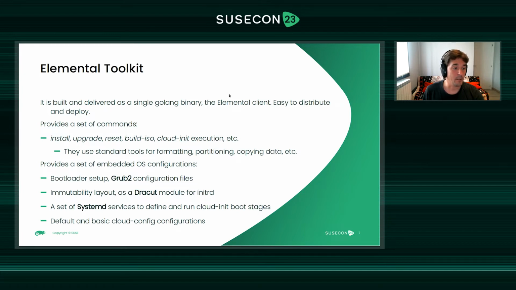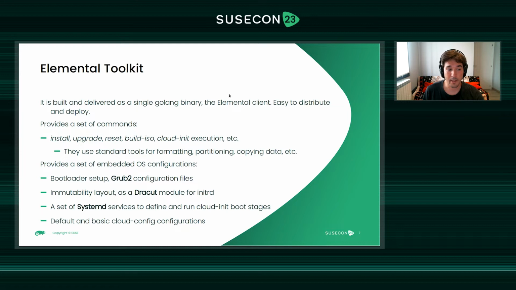And among the other embedded OS configuration files we also include in the binary are the systemd services to define and set the cloud-init boot stages, the stages where we can actually run certain configuration files. In addition, it also includes default and very basic cloud-config configurations, like the ones needed to set a root user and similar stuff.